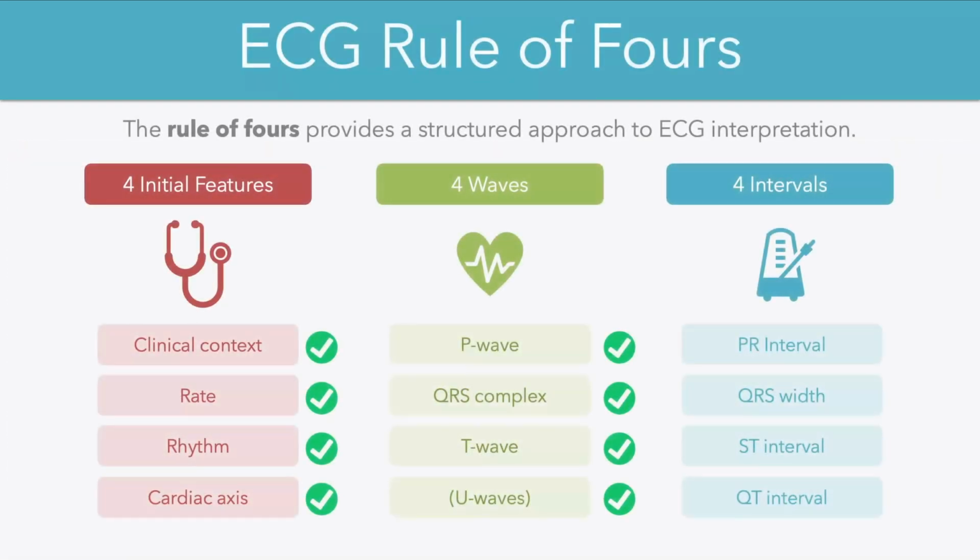Just to review everything, we've now had a look at how to assess the 4 initial features and the 4 waves on a 12-lead ECG. In the next part, we'll have a look at how to interpret the 4 intervals.